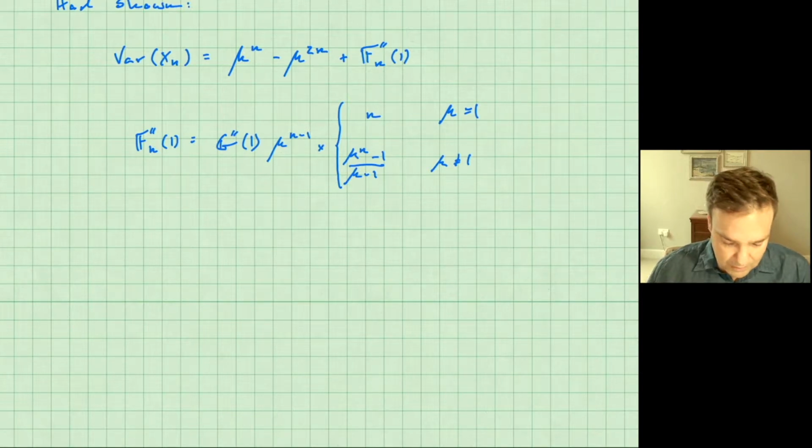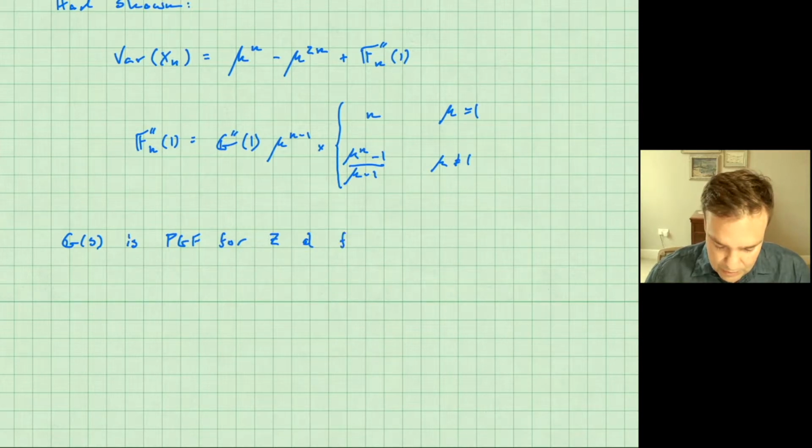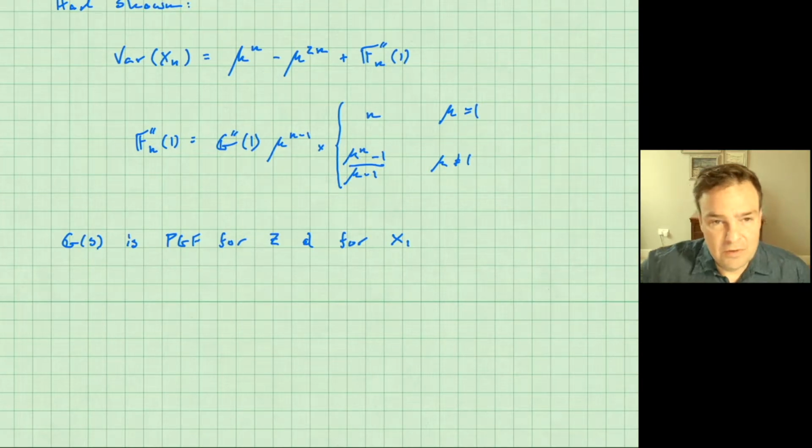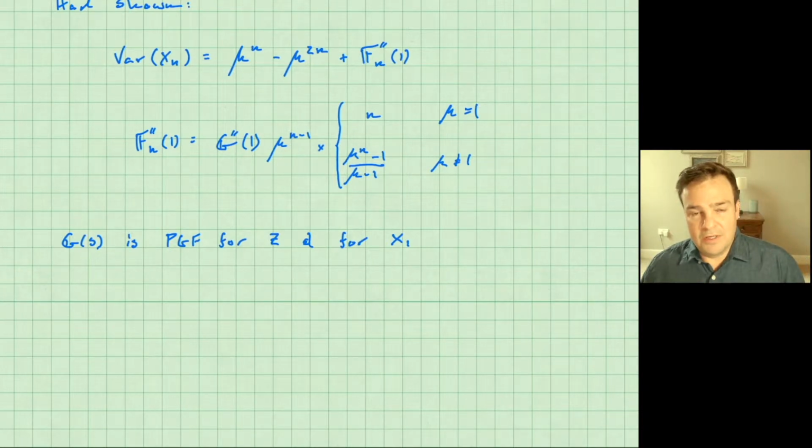So the very first thing I want to do is just to remind you, the quantity g of s is the PGF, the probability generating function for the offspring, but it's also the probability generating function for x1. We'd shown that, I think, in a previous proposition. That's just because x1 actually is equal to the offspring variable.